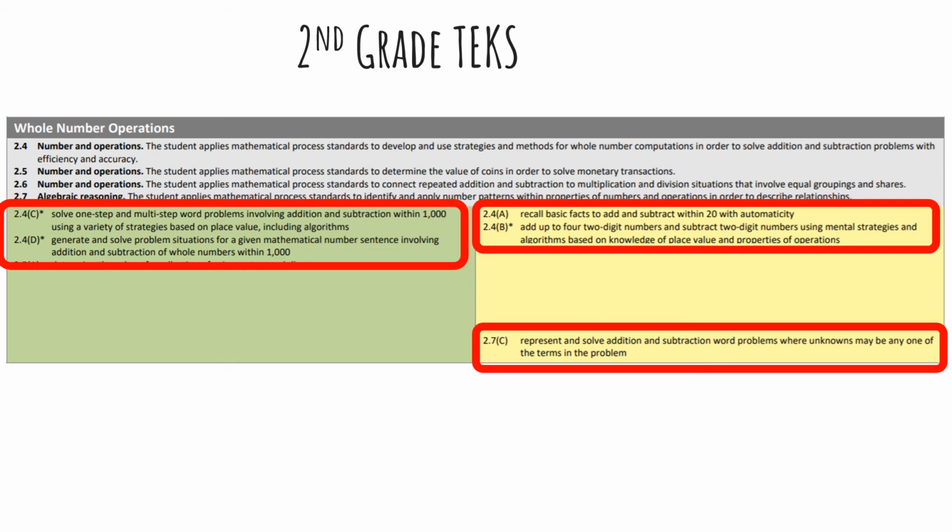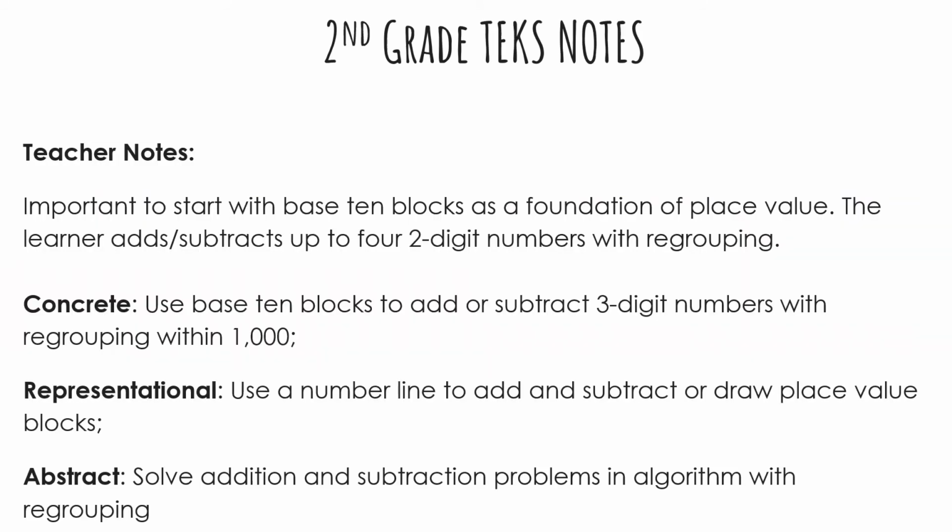They can add up to 4 two-digit numbers and subtract two-digit numbers using mental strategies and algorithms based on their knowledge of place value and properties of operations. And lastly, they can represent and solve addition and subtraction word problems where unknowns may be any one of the terms in the problem. Okay, some important second grade teacher notes.